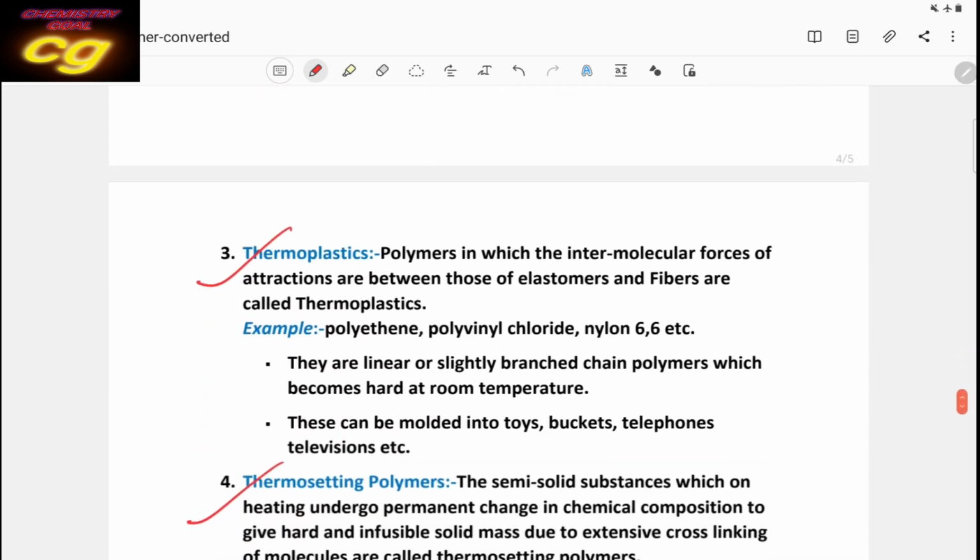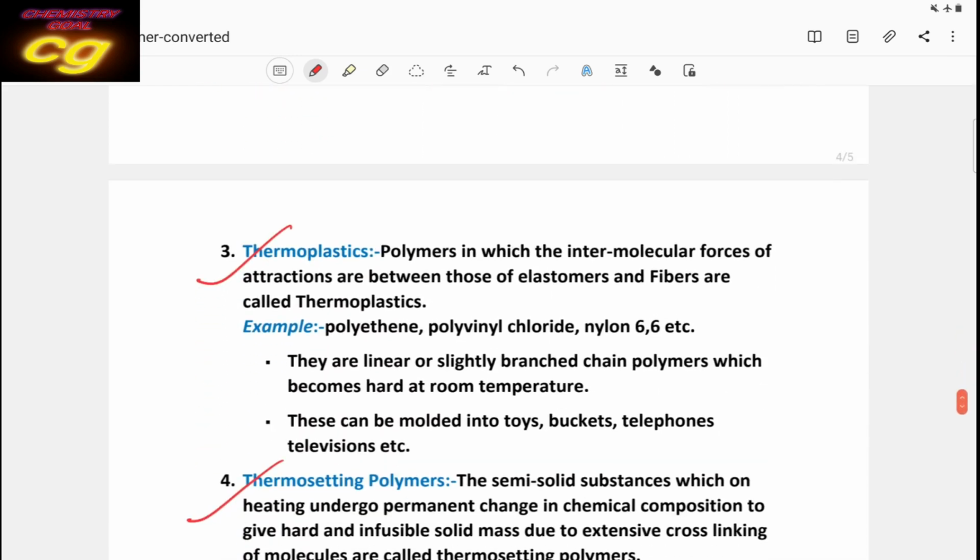Then thermoplastic. In this type of polymer, the intermolecular force lies between elastomers and fiber. That means the intermolecular force is greater than elastomers but smaller than fiber. These are called thermoplastic polymers. Thermoplastic means very sensitive to heat. If you supply heat, then it will become soft. Examples of this type of polymer are polythene and PVC.